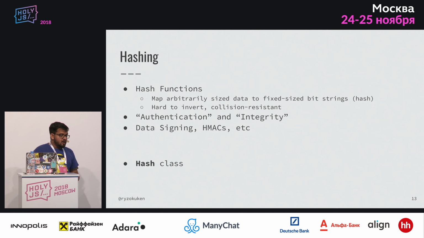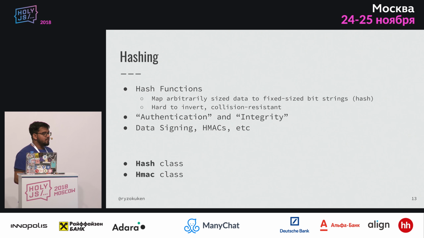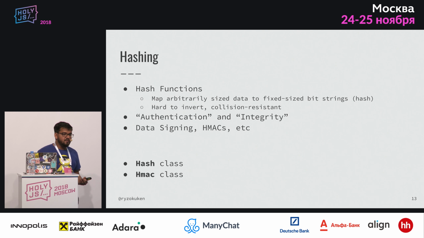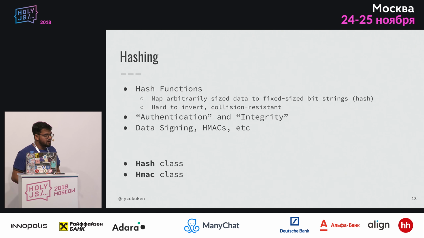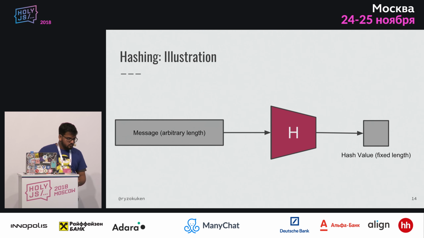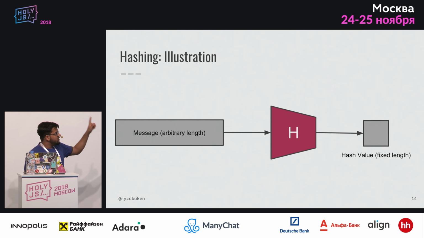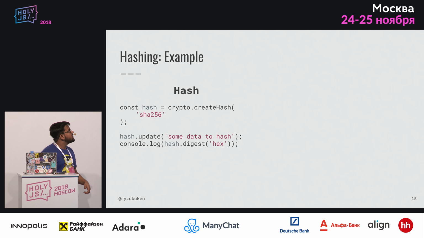You might have known a couple of them, but those are some of the most common cryptographic uses of hash functions. Now, in Node, you'd call the hash class to do any of the hashing. And there's an HMAC class, which is like a more specific version of the hash classes. Does the HMAC thing for you so that it's more convenient to use it. This is just a simple illustration, a hash function taking in a message and converting it to a hash value.